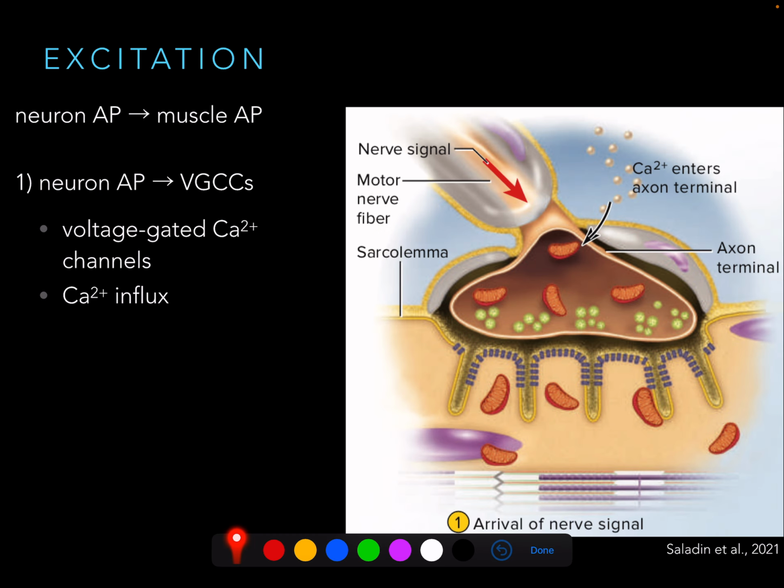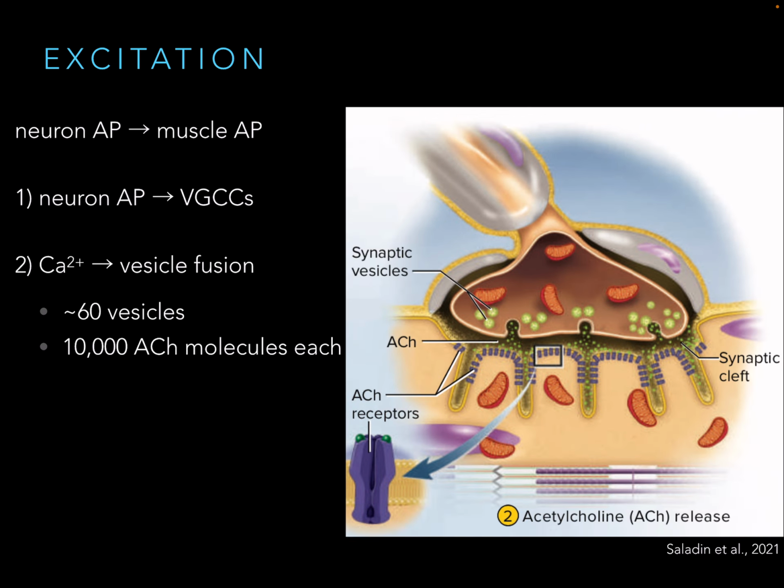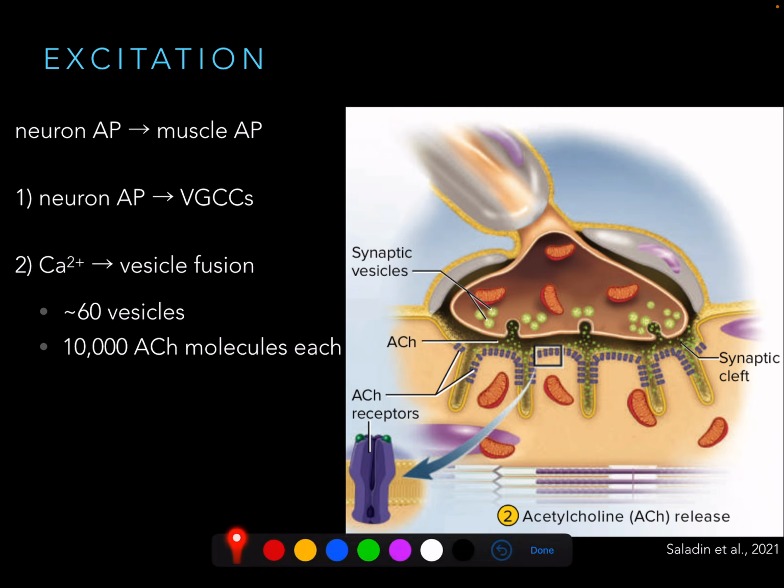Okay, so for excitation, we're going from neuron action potential to muscle action potential. The action potential, of course, depolarizes the presynaptic site. Calcium comes in, and that leads to the fusion of presynaptic vesicles. There are 3 shown there, but there should be about 20 times more than that. Neuromuscular junctions are massive, and we release lots of acetylcholine.